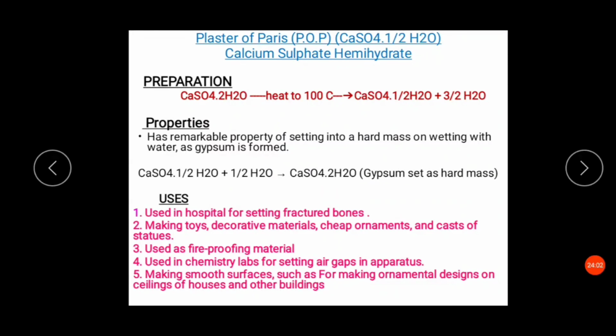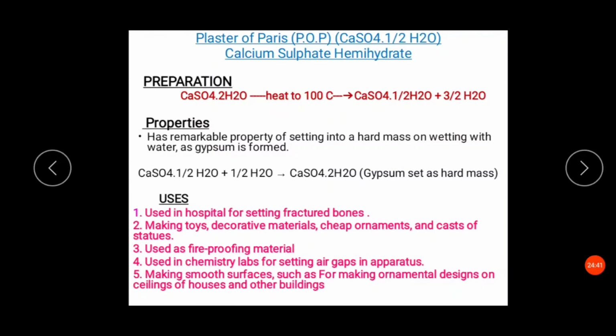Now, here is plaster of Paris. Plaster of Paris is calcium sulfate hemihydrate and its chemical formula is CaSO4.½H2O. Now, how is it prepared? It is prepared by heating gypsum. Gypsum is CaSO4.2H2O. Okay, when this gypsum is heated to 100 degrees Celsius, calcium sulfate hemihydrate, CaSO4.½H2O, is formed and the rest of the water molecules are released.